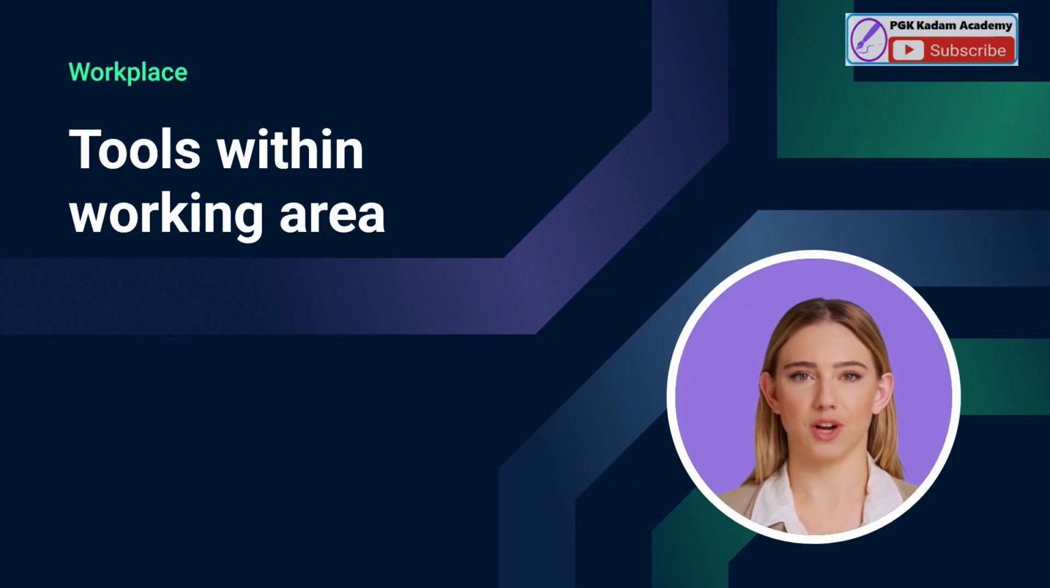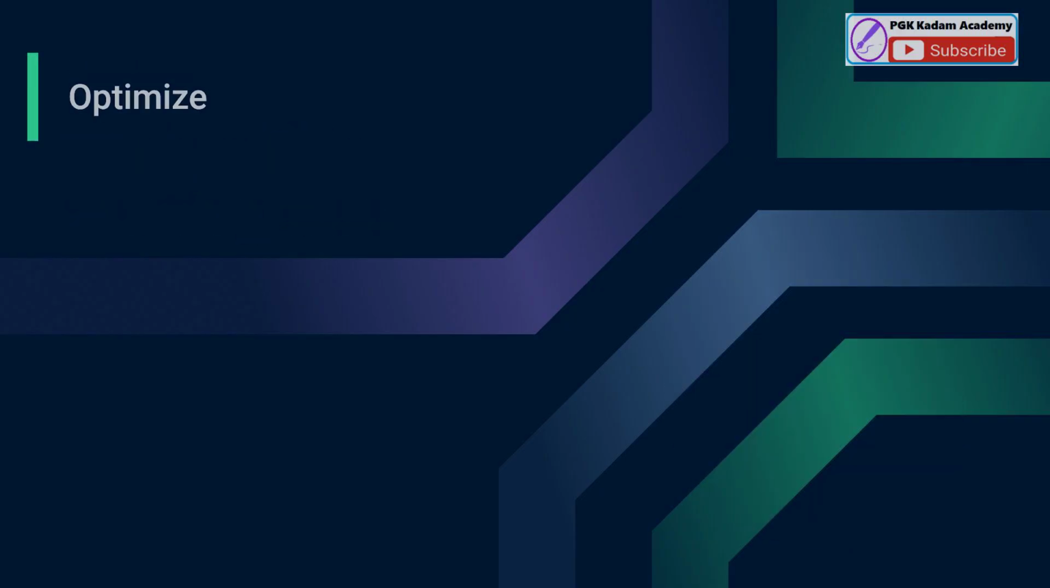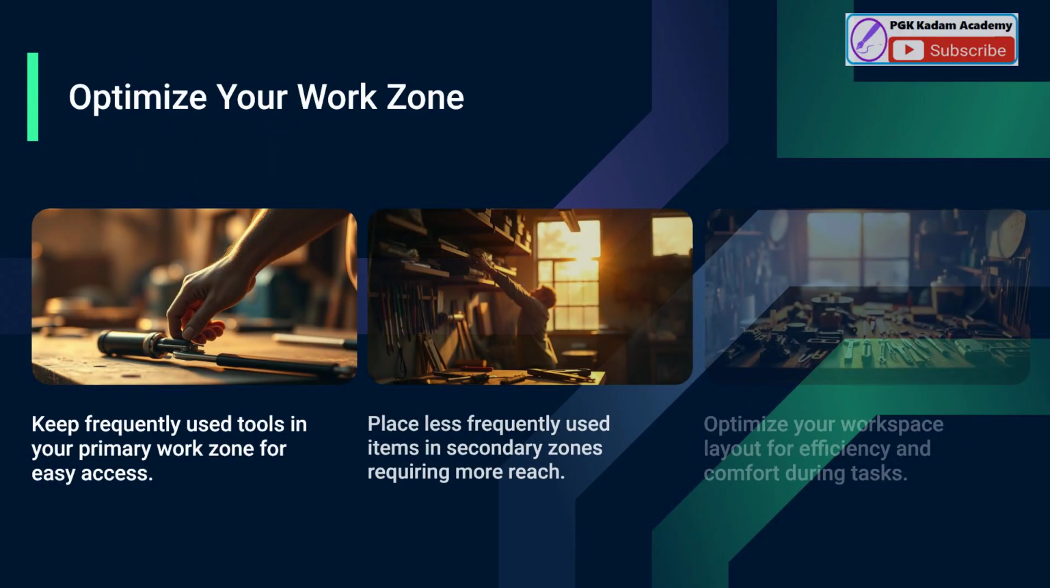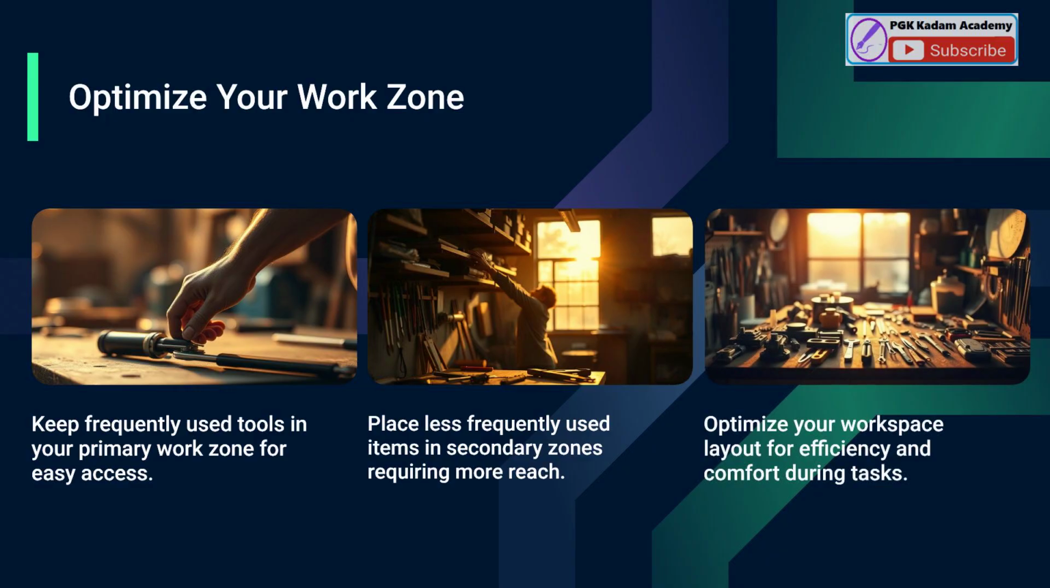They should be close to the operator. If they are available in front of him or her, then it is always better. Tools used frequently should be placed in the primary work zone directly in front of the operator, while less frequently used items can be placed in secondary zones requiring more reach.